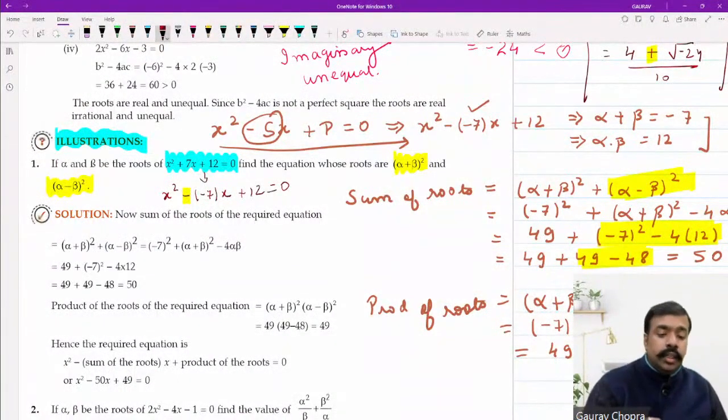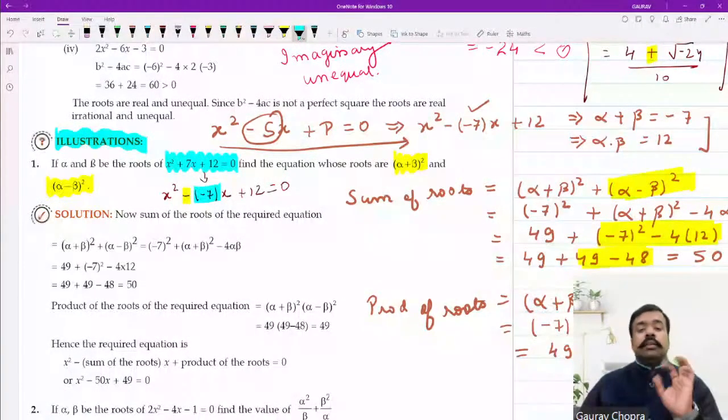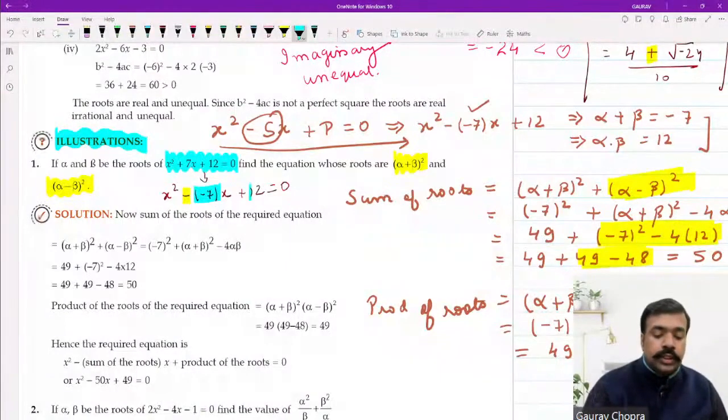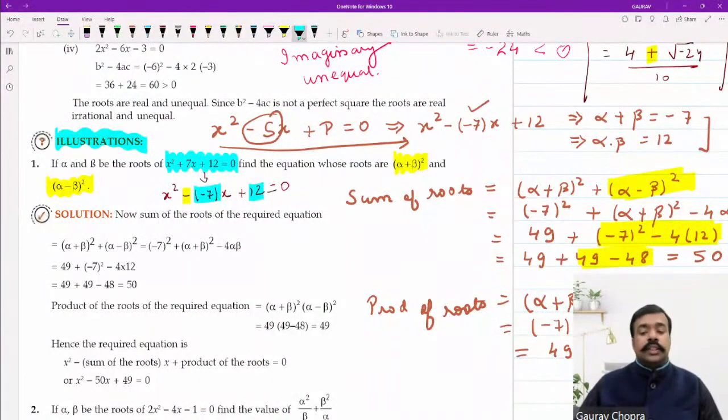So clearly the coefficient of x is minus 7. So minus 7 is the sum and the constant is 12. So this is the product, because a is equal to 1.